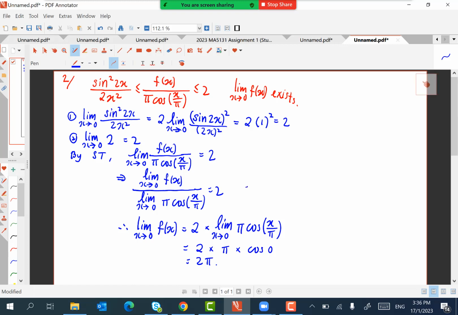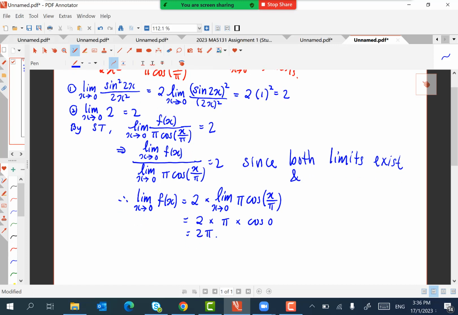Maybe it's good to put a condition statement here, since both limits exist. And the denominator, right?